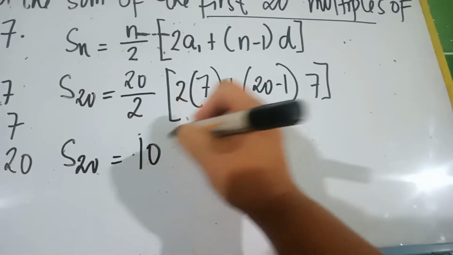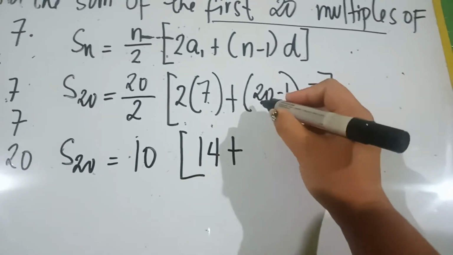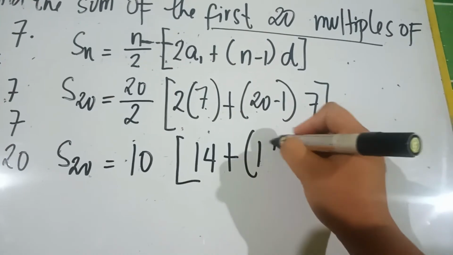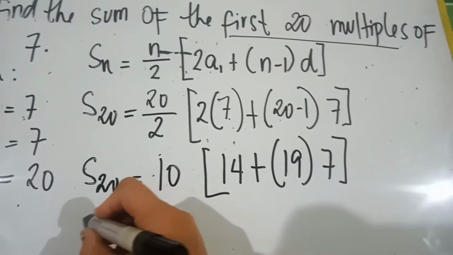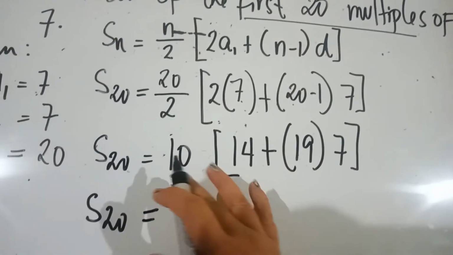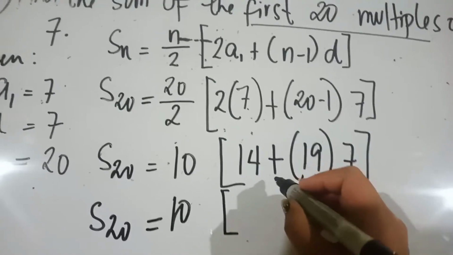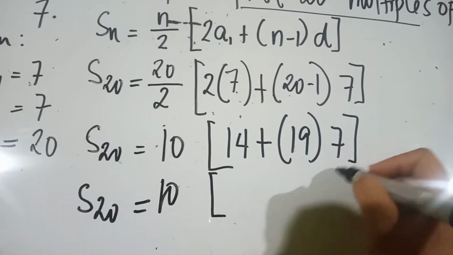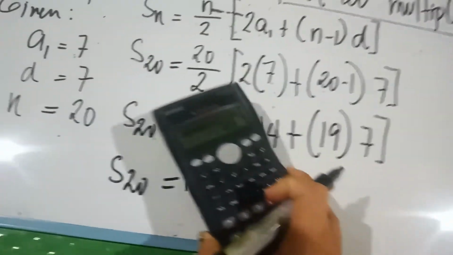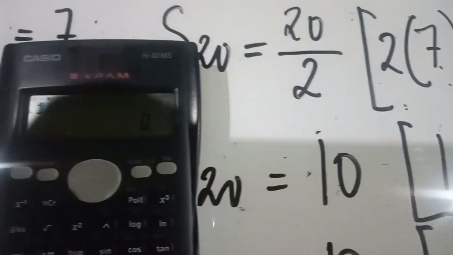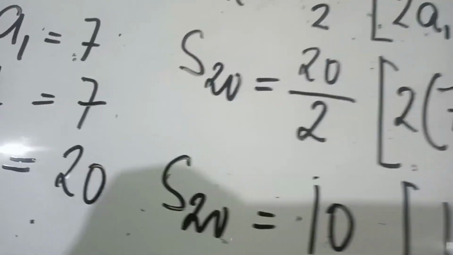So we have S sub 20 is equal to 20 divided by 2. The result is 10. And then times 2 times 7, that is equal to 14, plus 20 minus 1. What is the result? 19. And then times 7. Let's take it one step at a time. S sub 20 is equal to 10 times. You can't distribute yet, so just copy 10 and then times what? You can't add those yet because there is still a multiplication operation here. So copy 14 plus 19 times 7. Let's multiply. 19 times 7 is equal to 133.